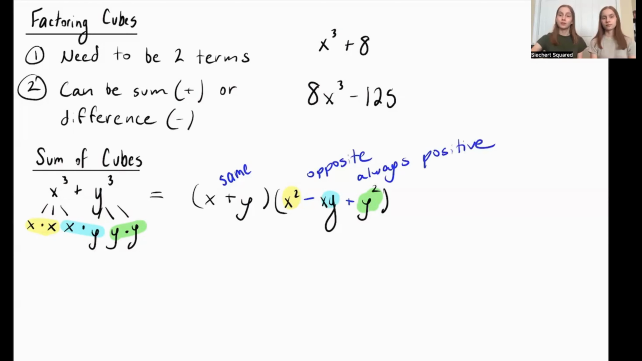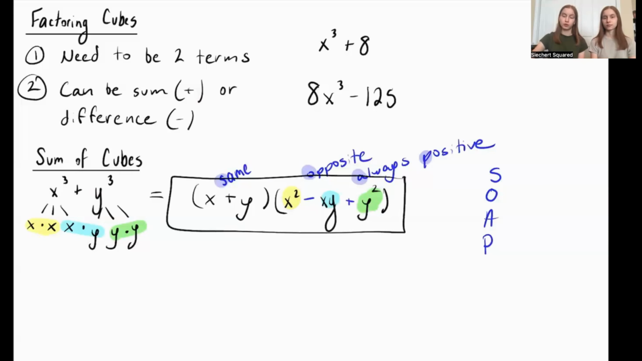Now, we have an acronym that we like to use for this. If you're looking at the first letter of each word, we have S for same. We have O for opposite, and AP for always positive. We like to call that acronym SOAP, and that's the way to remember which signs you want to use. So this is our formula for when we're doing the sum of cubes.